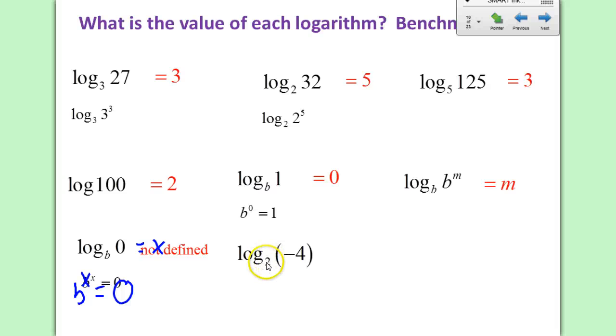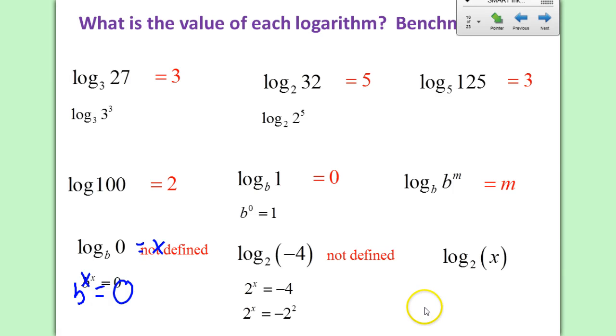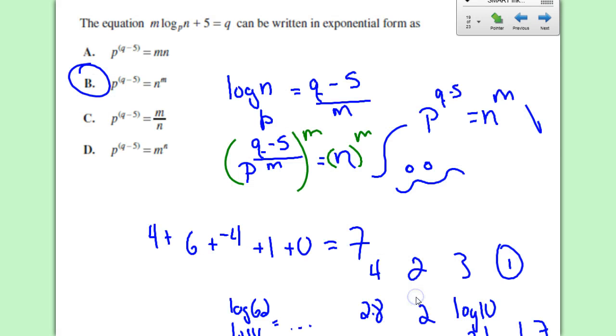What about the log of negative 4? What exponent do you put on 2 to get you negative 4? That's going to be awfully tough. No, you can't do that either. And lastly, what's the log of x base 2? Well, you need to make sure that your numbers are greater than 0. So you cannot take the log of anything that is smaller than or equal to 0.